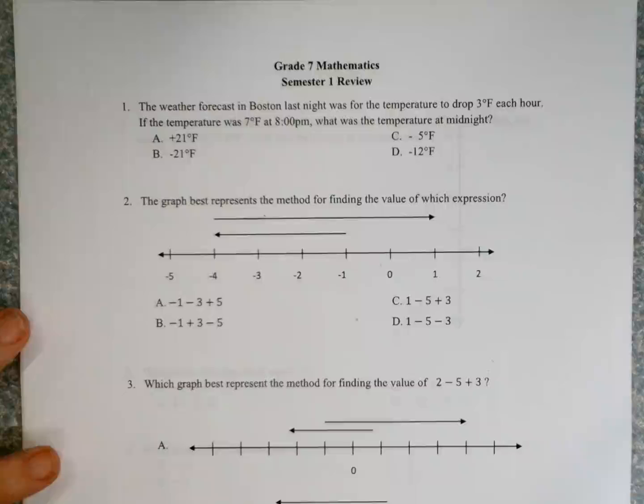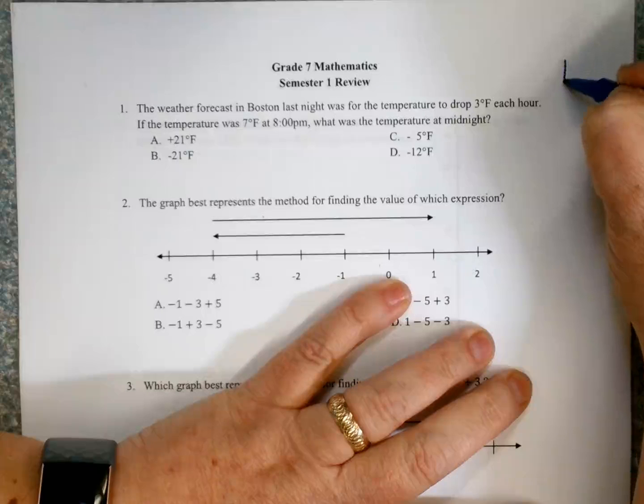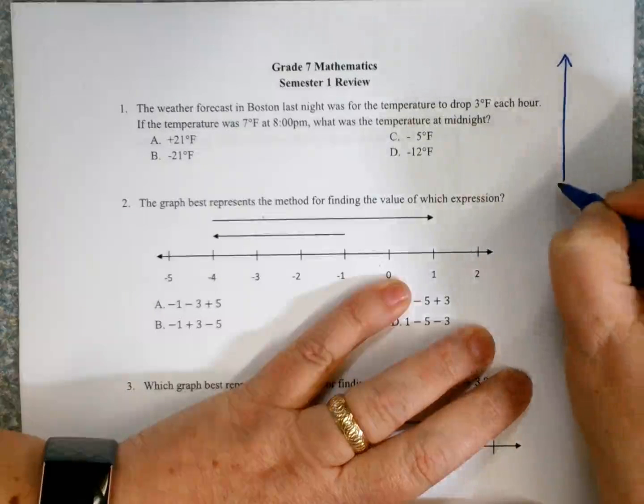Question number 1. The weather forecast in Boston last night was for the temperature to drop 3 degrees each hour. If the temperature was 7 degrees at 8, what was the temperature at midnight? Well, I have two different ways I can solve this problem. The easiest one for me is going to be to do a vertical number line, just like a thermometer.